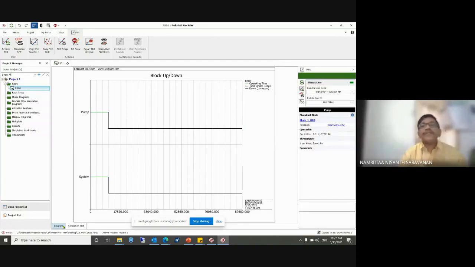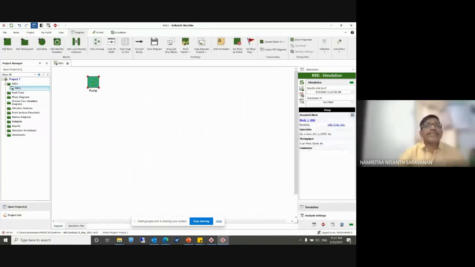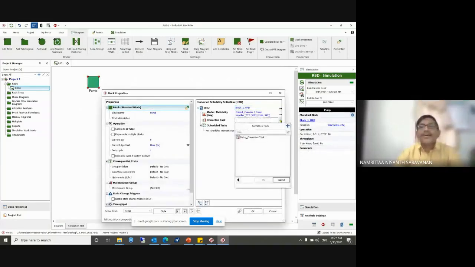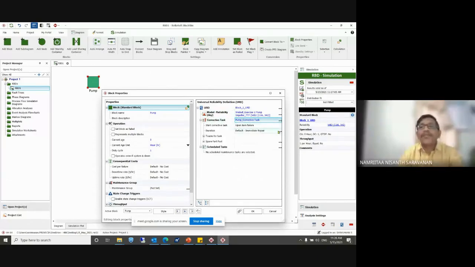Now, if I want my pump to be available, I need to give a maintenance policy. In case my pump fails, what should I do? I correct the pump. I do some maintenance on the pump to make it back, to repair it. And what is the time to do the repair? I have some time duration of 75 hours to do the repair.